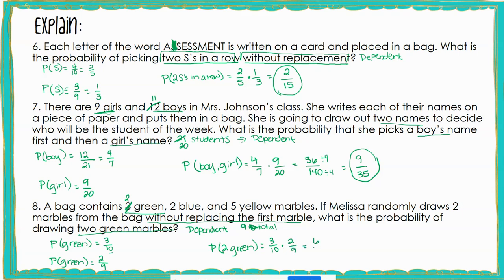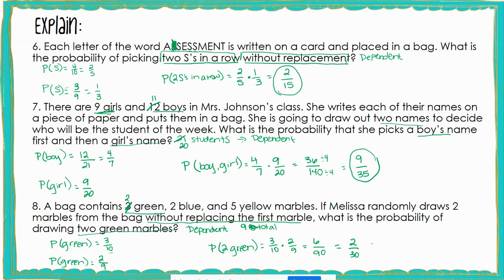3 times 2 is 6, and 10 times 9 is 90. Both of these can be divided by 3, I'm sorry, so 6 divided by 3 is 2, and 90 divided by 3 is 30. Now, this is the biggest mistake I see with fractions. You looked at this and you said, you know what? I can divide both of these by 3, and this is my answer.